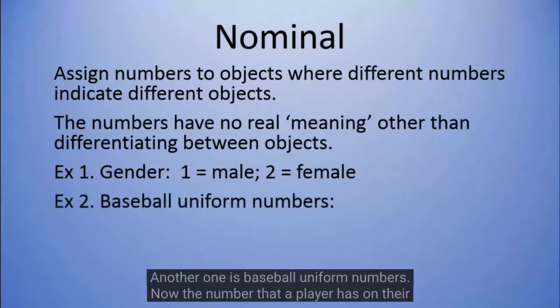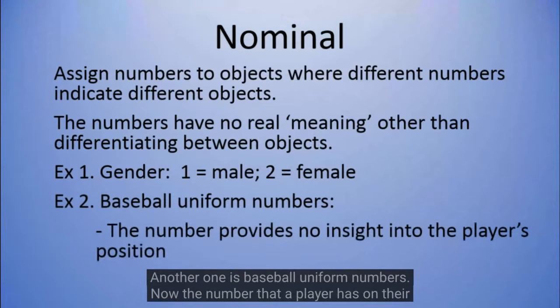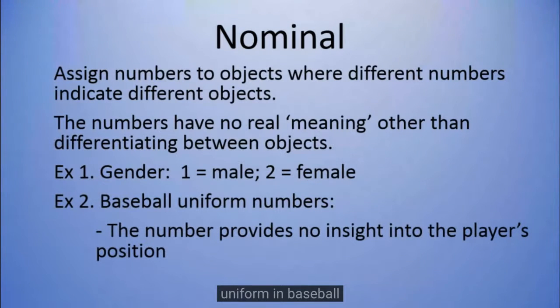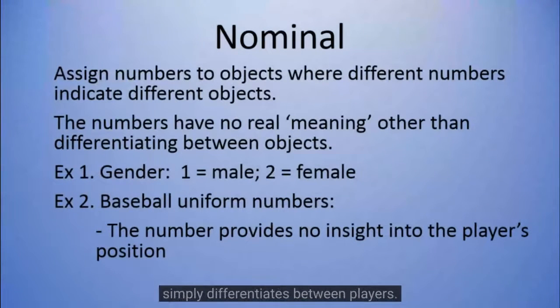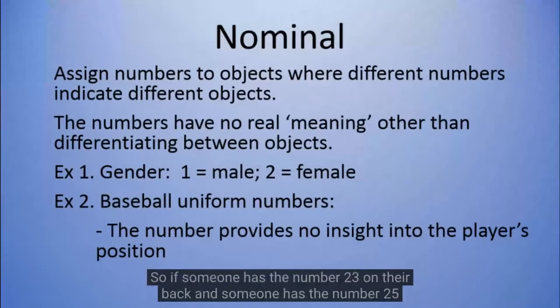Another one is baseball uniform numbers. Now, the number that a player has on their uniform in baseball provides no insight into the player's position or anything like that. It just simply differentiates between players.